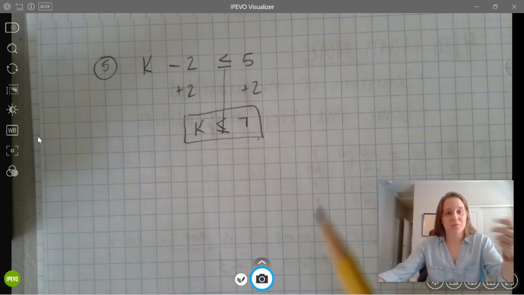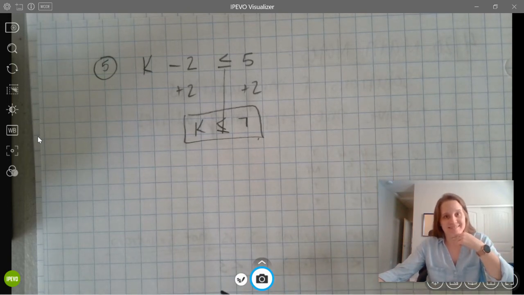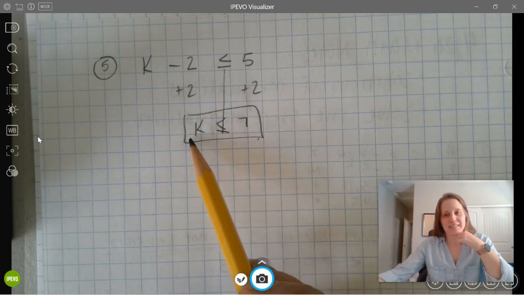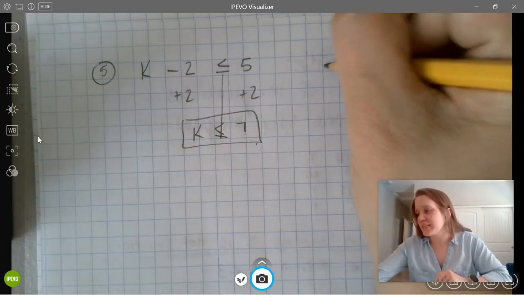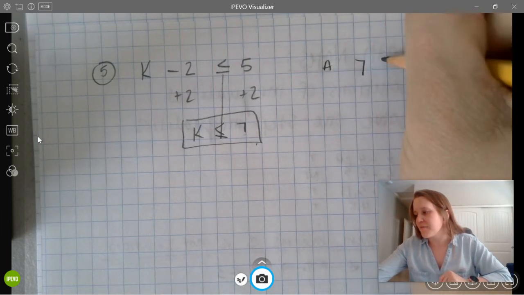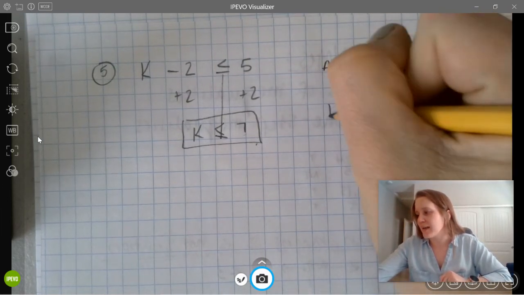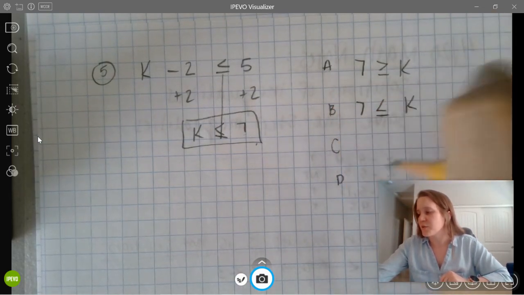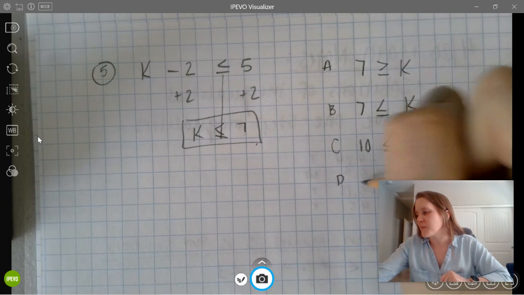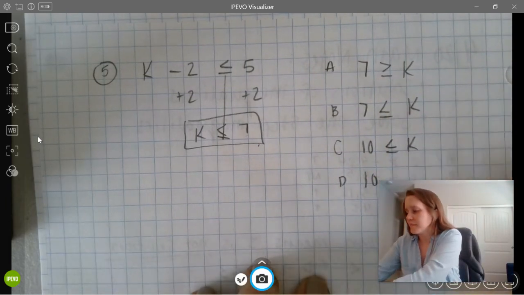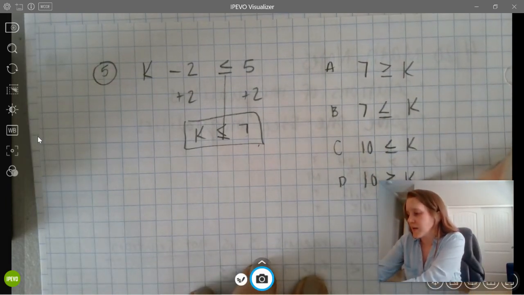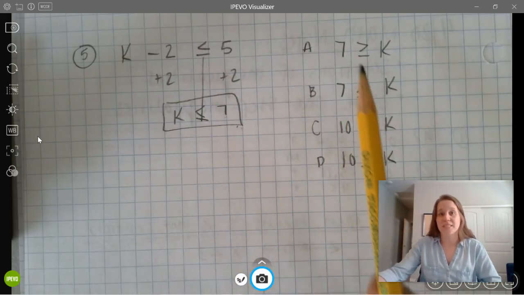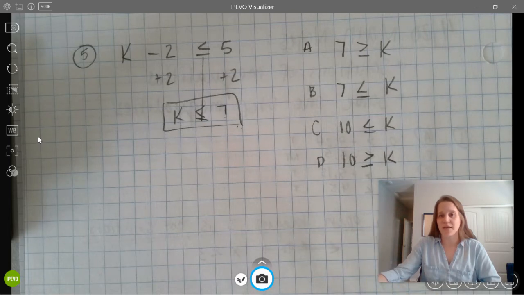I want to point out, if this were a multiple choice question, sometimes the order is switched. So sometimes you might see an answer choice that said 7 is greater than or equal to k, 7 is less than or equal to k, and then maybe 2 other answers that were totally different. Maybe like a common mistake. Okay. I got k is less than or equal to 7. I don't see that answer choice here. So what do I do?